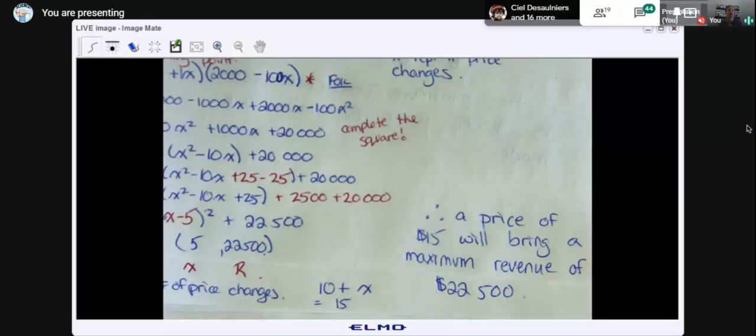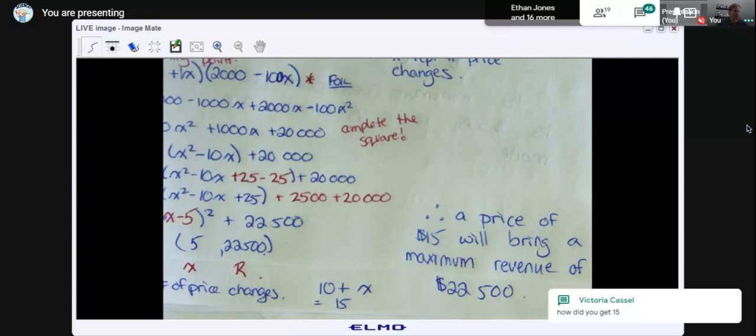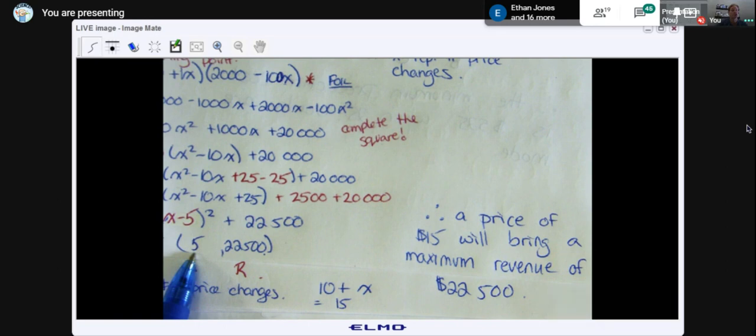How did I get 15? So 5, Victoria, is the number of price changes. If the original price was $10 and we have 5, each price change was $1, right? Up in the question. So 10 plus x is 5. That gives me 15.